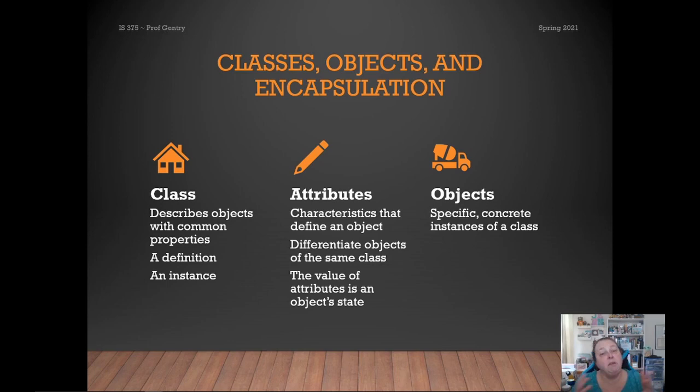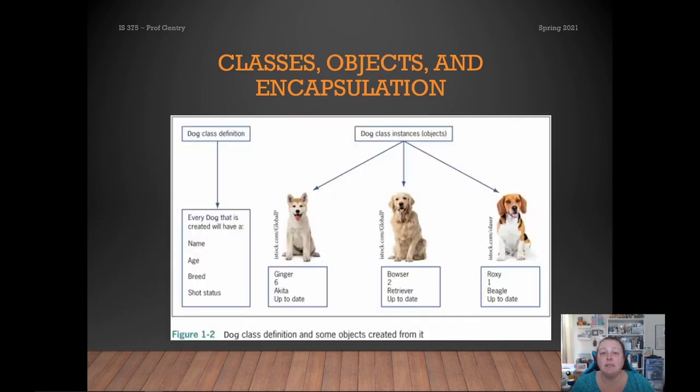The value of those attributes is going to describe the state of the object. That's what we call the state of the object. And then an object is a specific concrete instance of a class. So let's take a quick example. Easy peasy, this is sort of an everyday example.